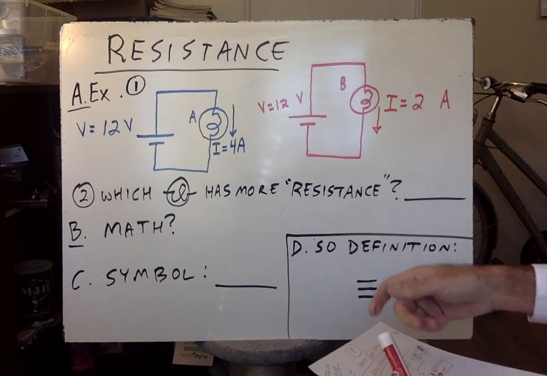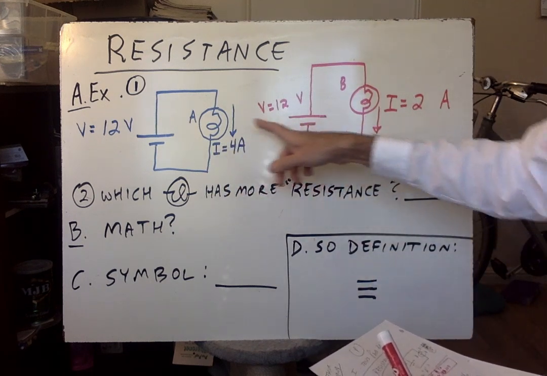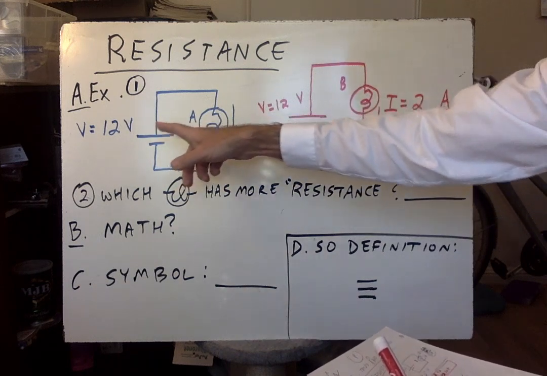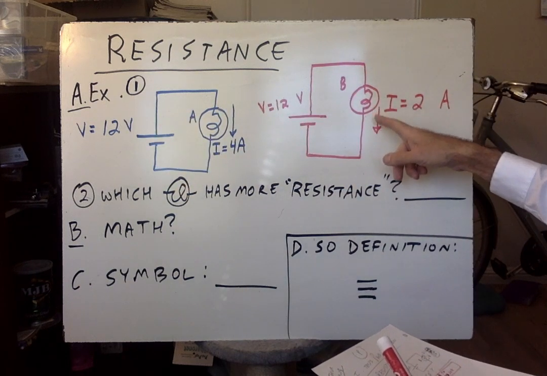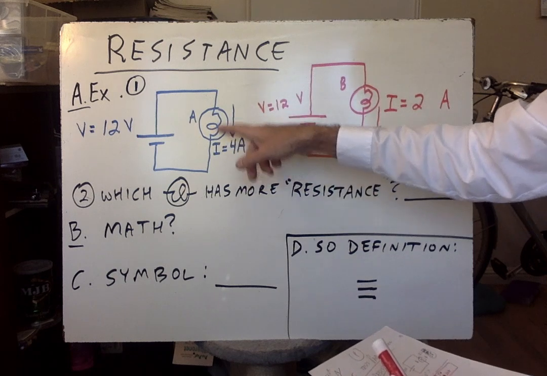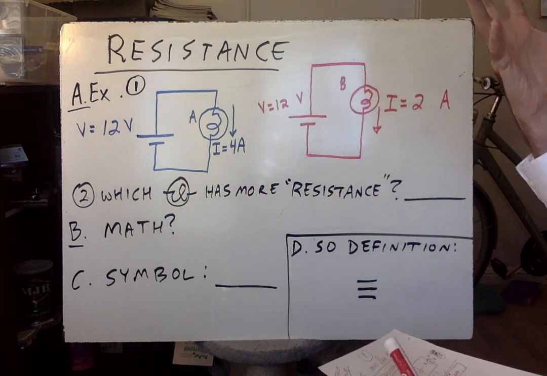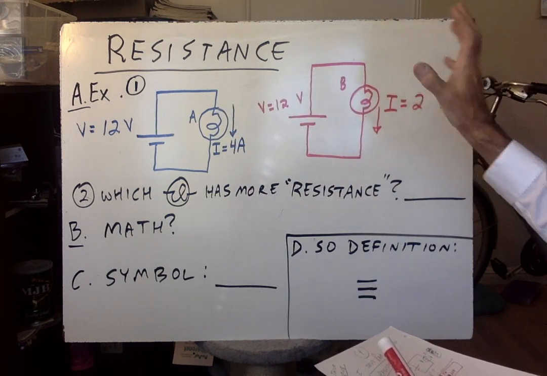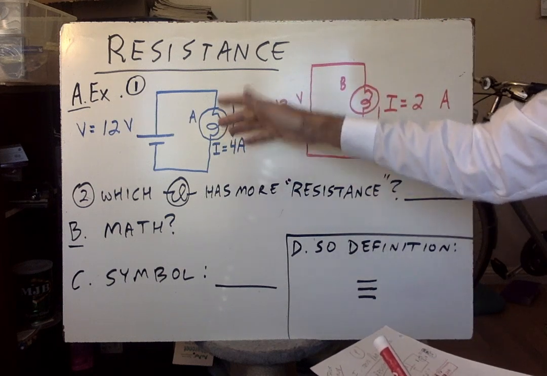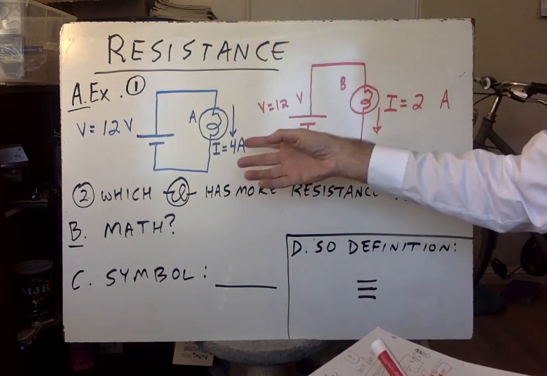It's probably pretty easy to answer by looking at this because the batteries are identical. So this light allows less current to flow through it. This light allows more. So you have to think kind of backwards. The one that allows less current is resisting more. This one has less resistance. It's letting more current go through it.